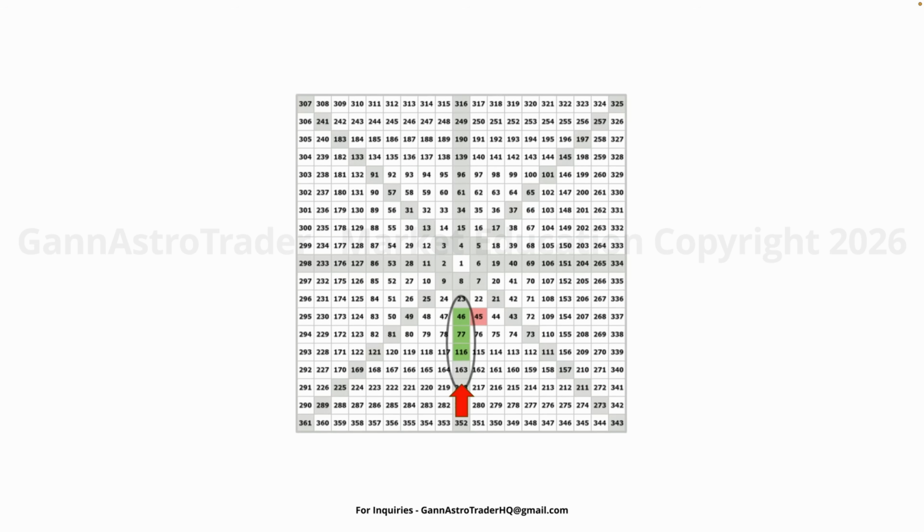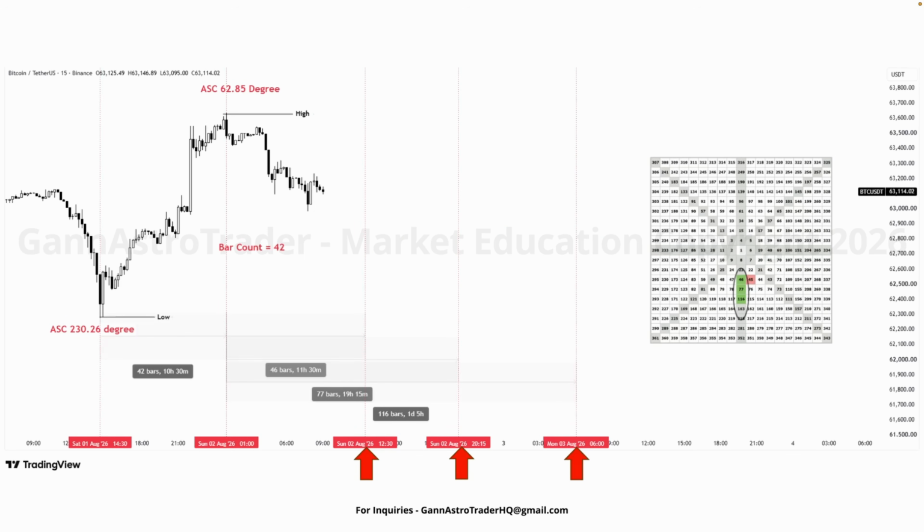Now let's project each of these forward onto the Bitcoin chart and see what actually happened. Now we move to the first projected time window, which is 46 bars from our original reference point.